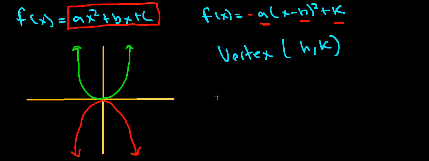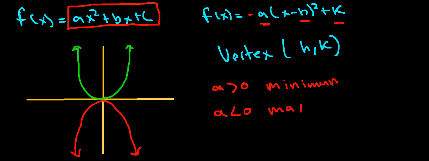So maximum and minimum values can just be summarized as, if a is greater than 0, it's a minimum value. And if a is less than 0, it's a maximum. And that maximum or minimum value is just going to be whatever y is at the vertex. So the vertex is either going to be the lowest point of the graph or the highest point of the graph, depending on which way it's pointed. So that's all really for graphs. Everything else you already know. So this section is really a complete waste of time.